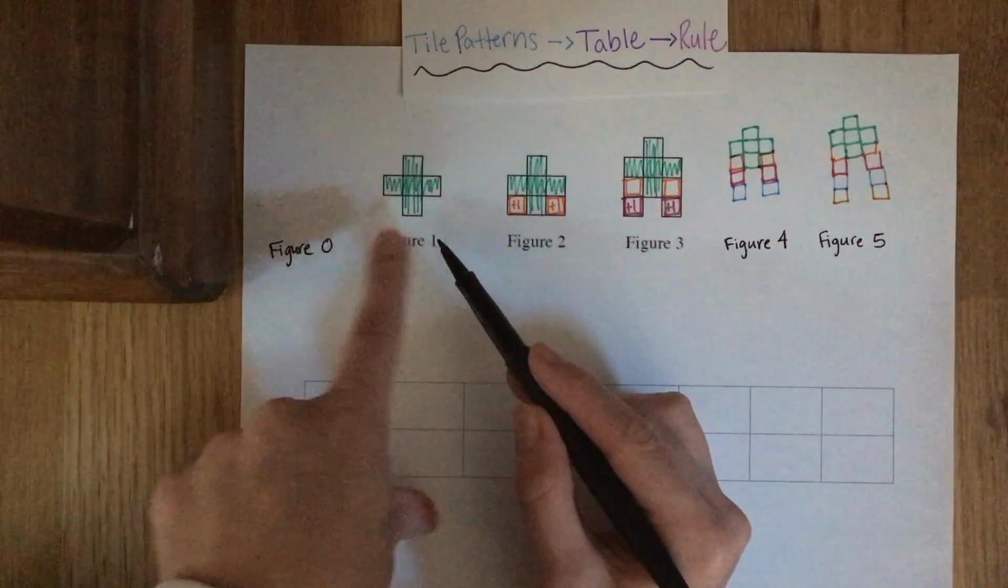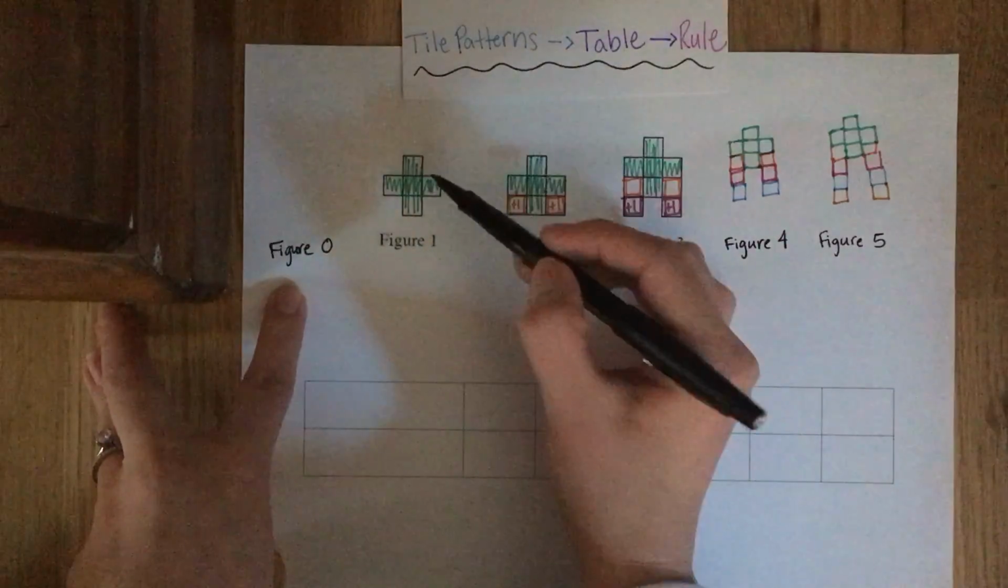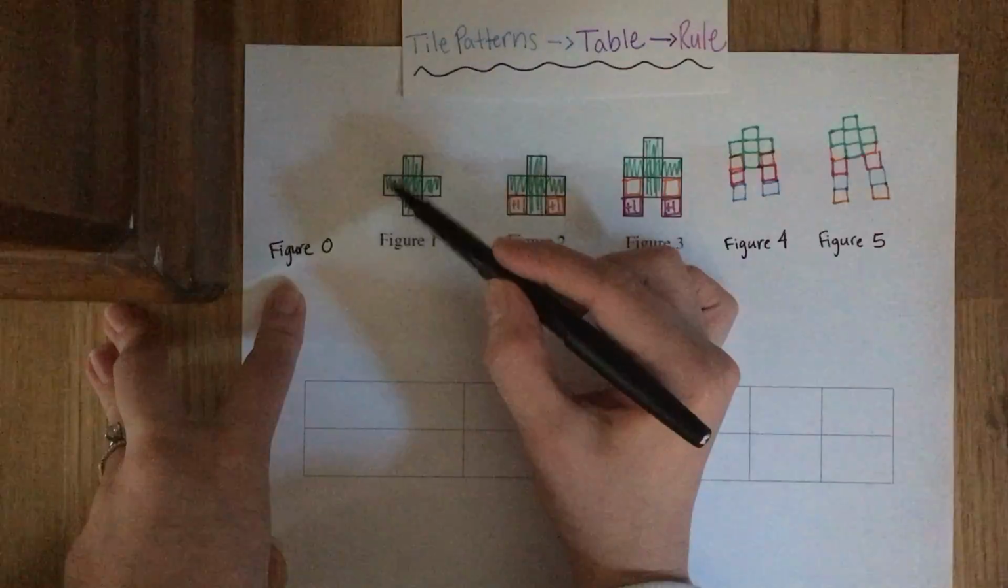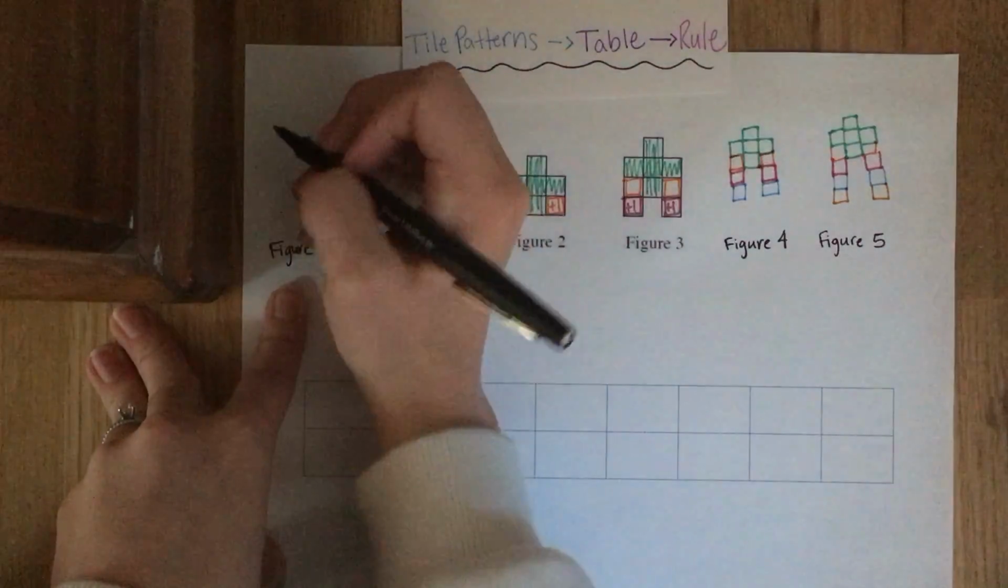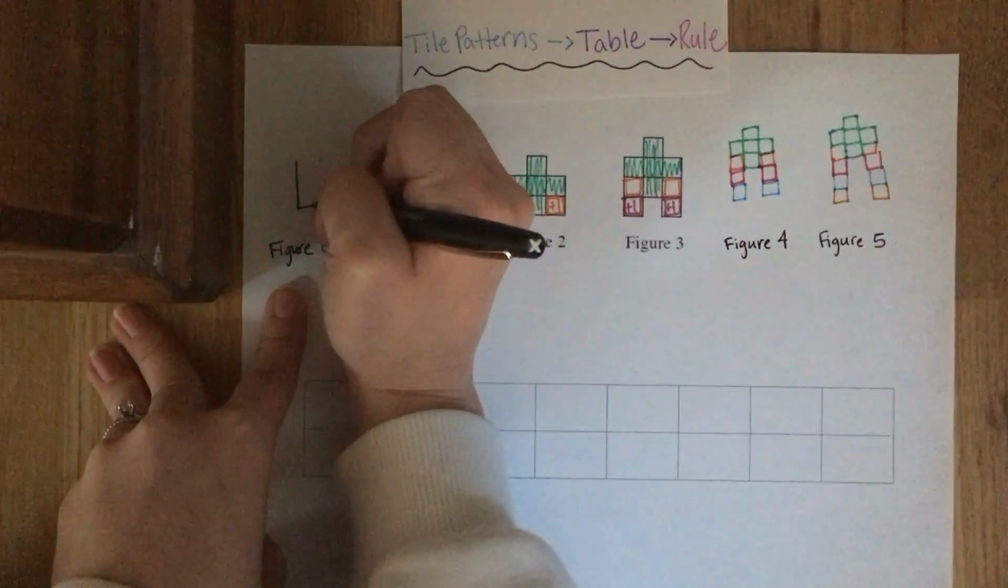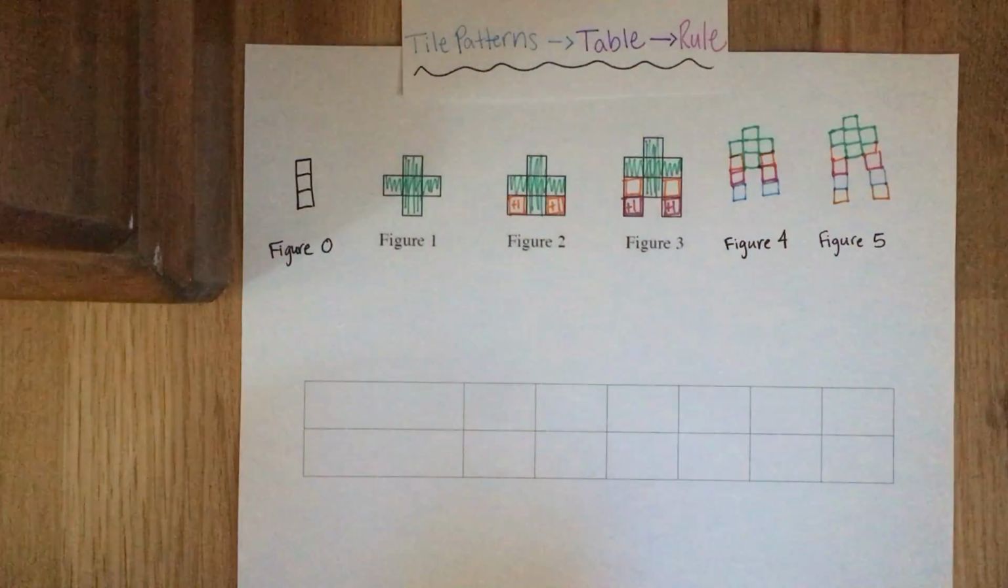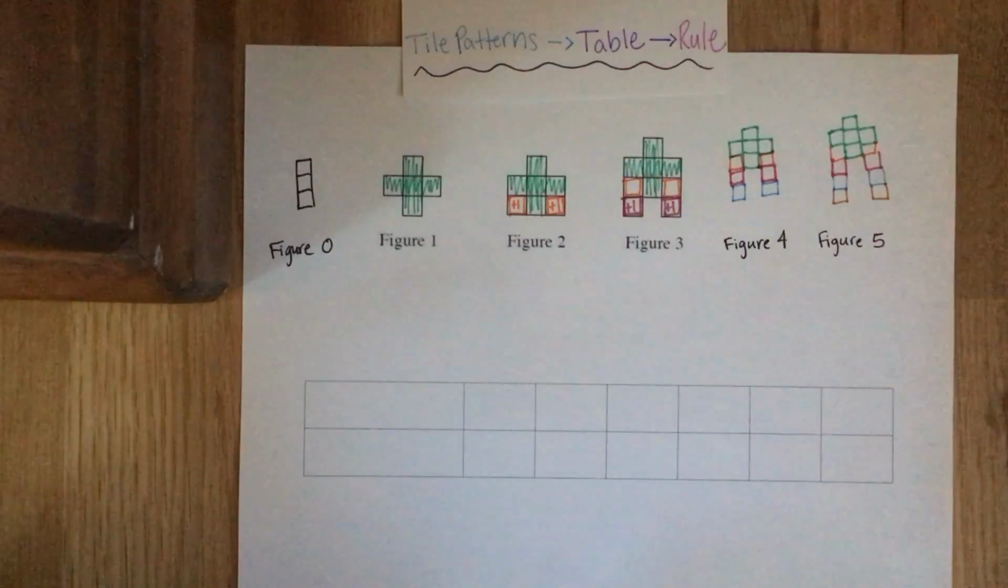Which means when I go from figure 1 to figure 0, I am going to lose 2 tiles, one from the left side and one from the right side. Which means my figure 0 is just the original 3 squares from the center.